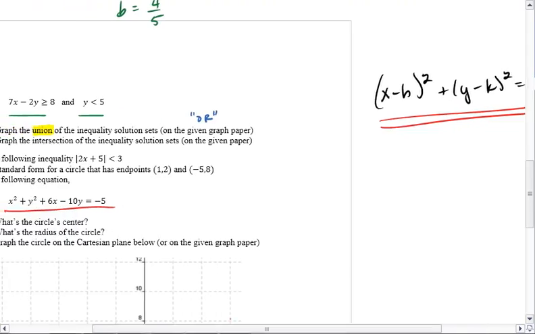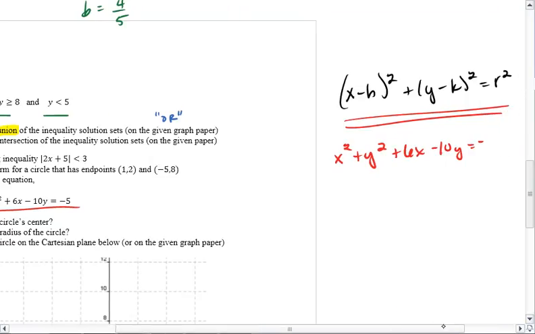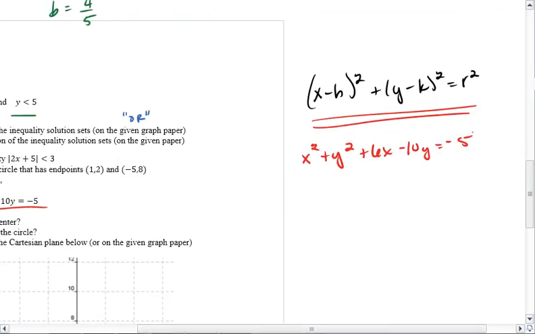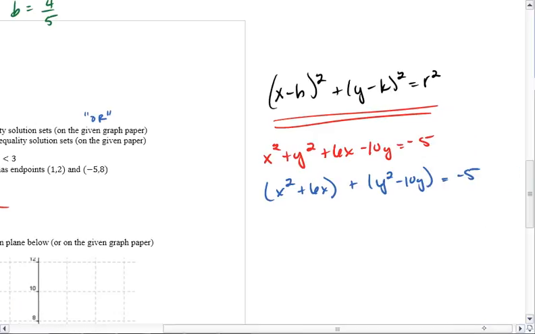We are given x squared plus y squared plus 6x minus 10y equals negative 5. To get this equation into standard form, first I'm going to group my x terms together, then I'm going to group my y terms together, and make sure all the constant terms are on the right hand side. I want to then complete the square for both my x and y terms. If you're not sure what that means, go back and review the videos on completing the square.